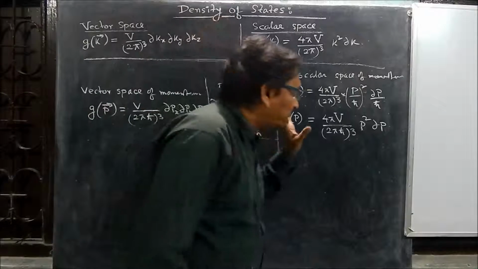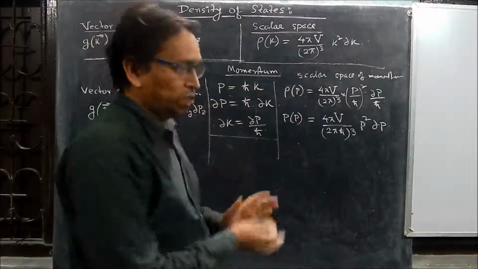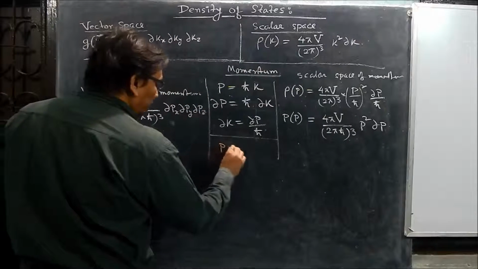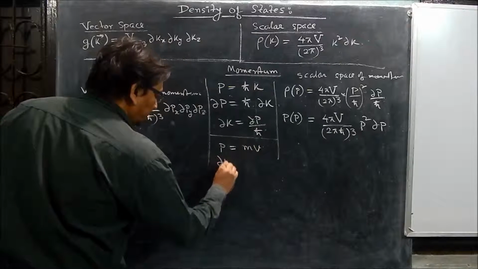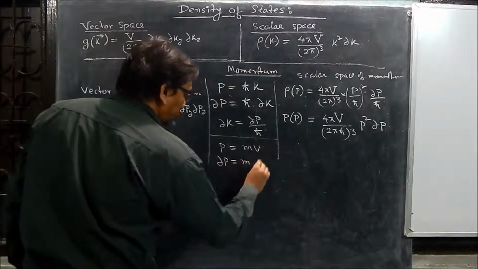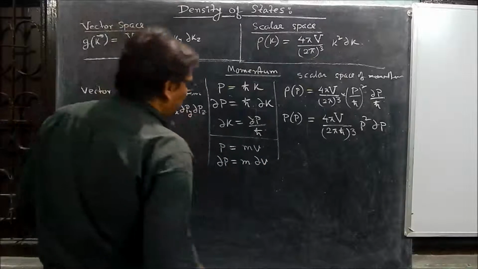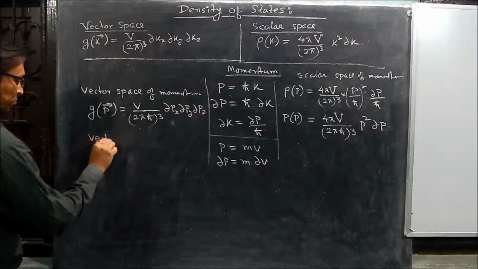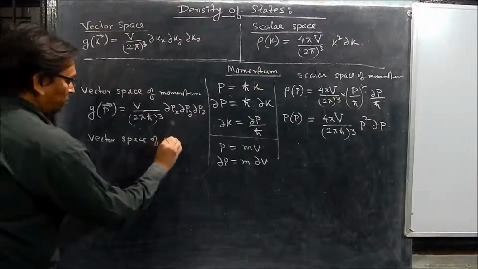Now in the place of p, if we put p is equal to mv, then we can also find the velocity space for this. So for velocity space, we have to use this formula, p is equal to mv, or you can say dp is equal to m, which is a constant, so this will be dv. So if we put it here, then we will get the vector space of velocity.